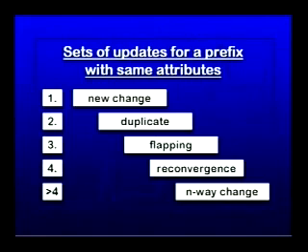classical case where you have your best path, that's number one, that's maybe stable in the table. And then you have a withdrawal, that's number two, because of a failure or something like that.